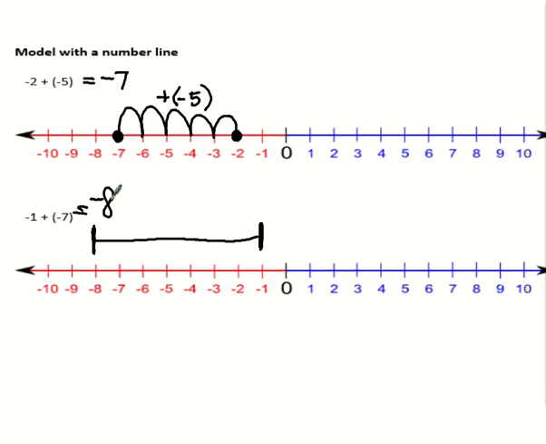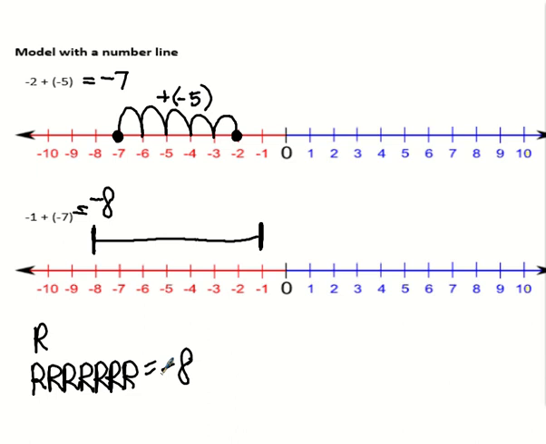And again, like Ms. Talati said, you can do it the other way. You can say 1 red plus 7 more reds. So 1, 2, 3, 4, 5, 6, 7. And how many do you have all together? You have 8 reds, so -8. Okay?